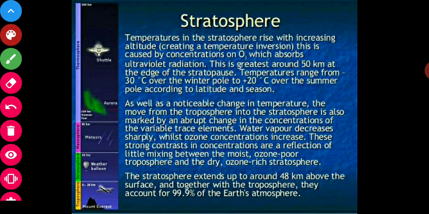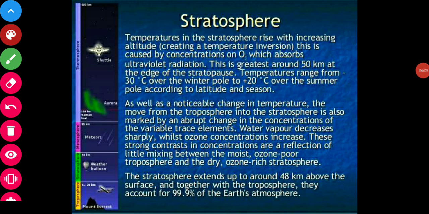These strong contrasts in concentration are a reflection of the little mixing between the moist ozone poor troposphere and the dry ozone rich stratosphere. This stratosphere extends up to around 48 to 50 kilometers above the surface, and together with the troposphere they account for 99.9% of the Earth's atmosphere.